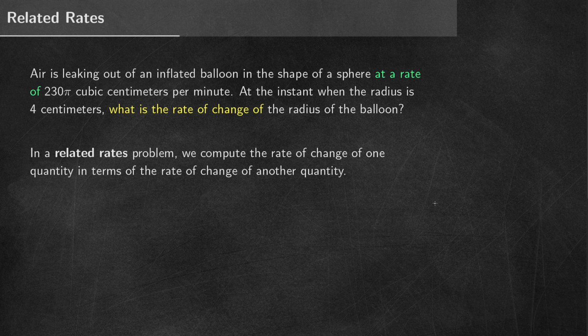But here we're specifically asked to find what is the rate of change of the radius. So we want to find dr dt, the change in radius with respect to time. What is it that we know? Well, we're given the rate of 230 pi cubic centimeters per minute. That's describing the volume. So the other rate that we have in our problem is volume. So we need something that's going to relate volume in terms of time and radius in terms of time.